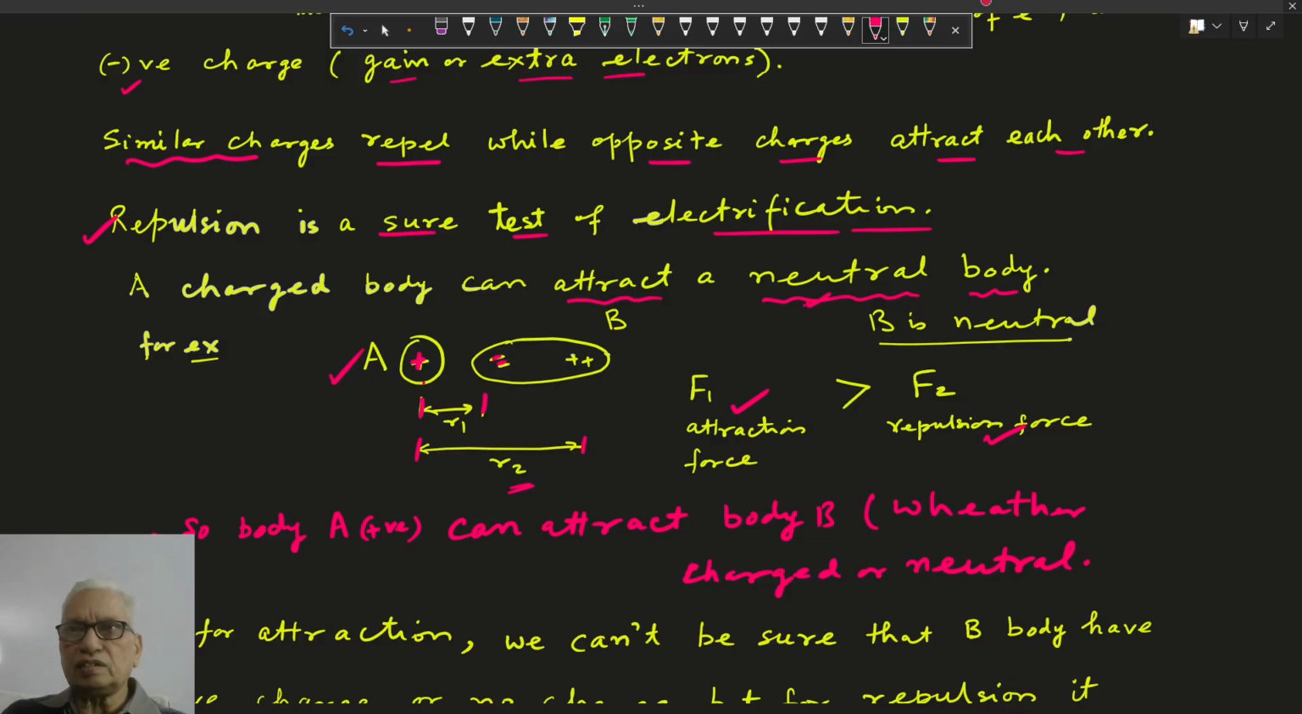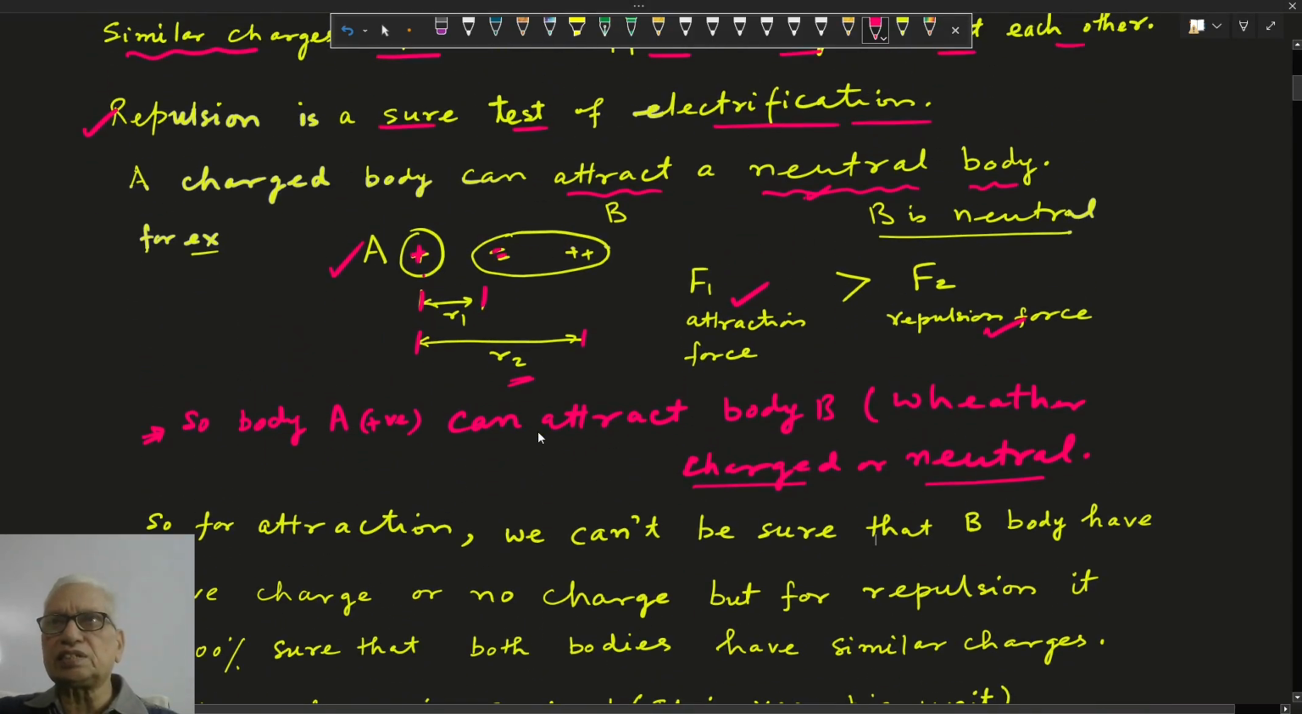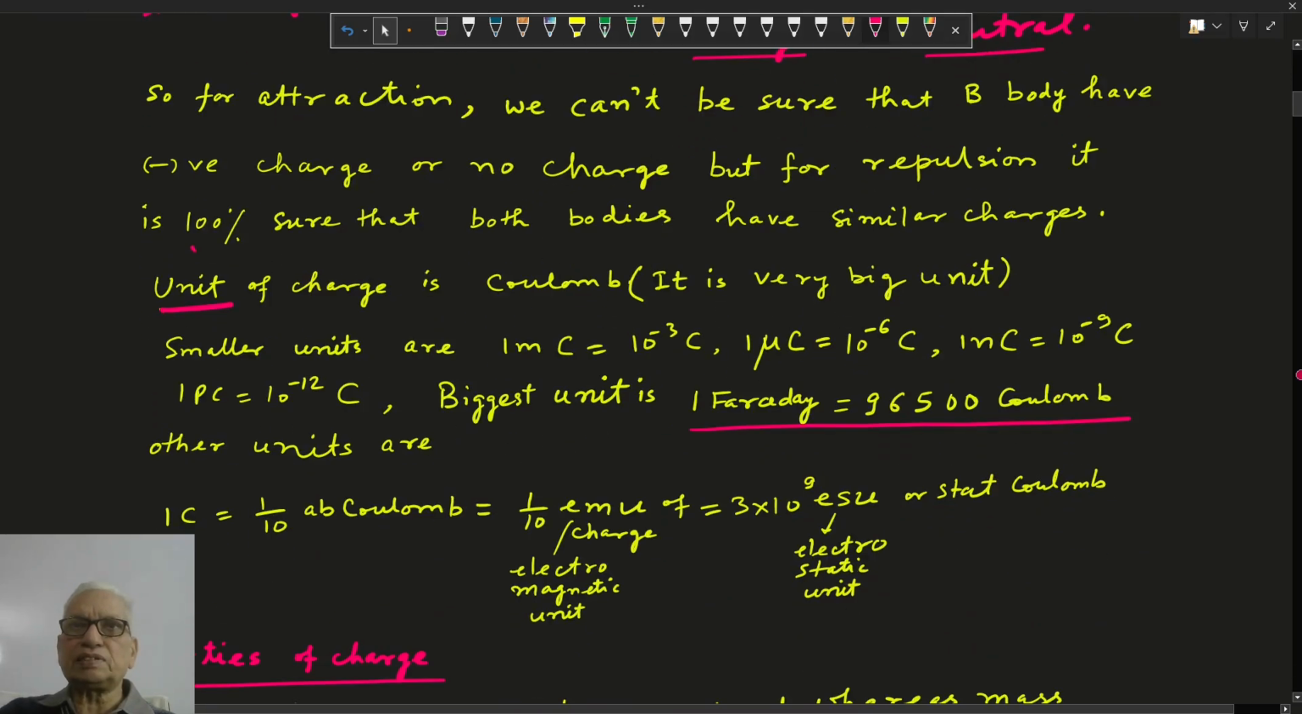It means body A can attract even a neutral body. So we are not very sure whether this body B has a charge or is a neutral body. So attraction is not a sure test, but repulsion is a sure test. There is no doubt in repulsion. Repulsion is a 100% sure test.